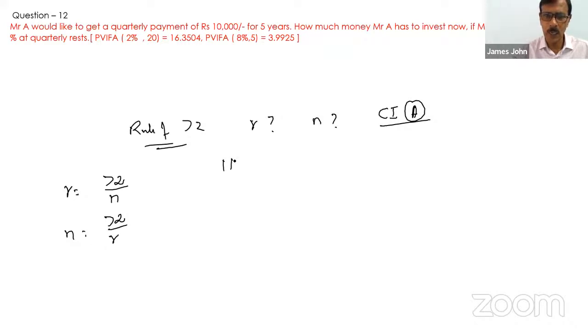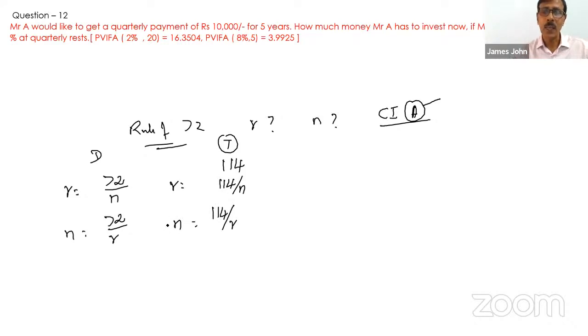The next rule is the rule of 114. That is for doubling, and this is the rule for tripling. Again, it gives the approximate rate of interest so that an amount becomes triple at annual compounding. It is 114 by n. Similarly, if you want n, it is 114 by r.